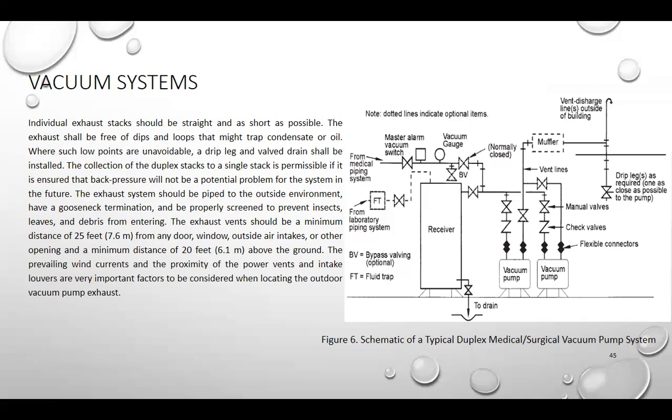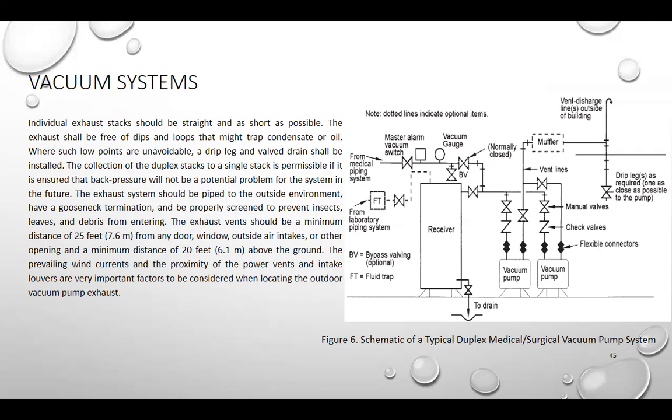The individual exhaust stack should be straight and as short as possible. The exhaust shall be free of dips and loops that might trap condensate or oil. Where such low points are unavoidable, a drip leg and valve drain shall be installed. The connection of the duplex stacks to a single stack is permissible if it is ensured that back pressure will not be a potential problem for the system in the future.